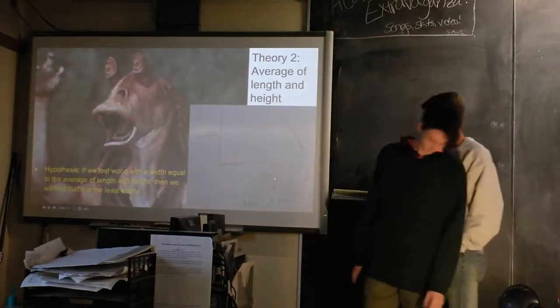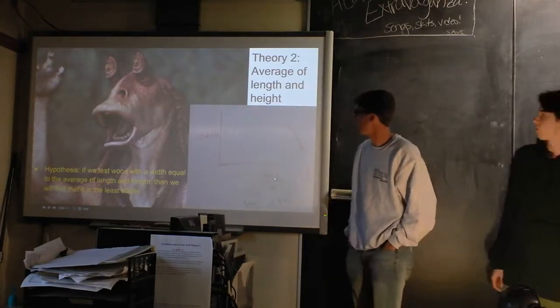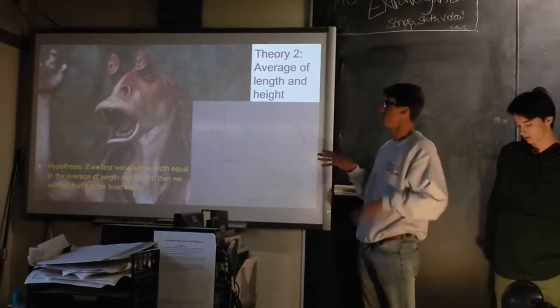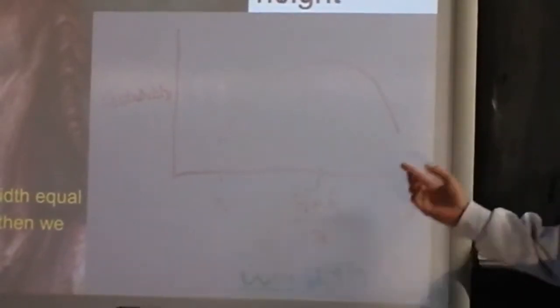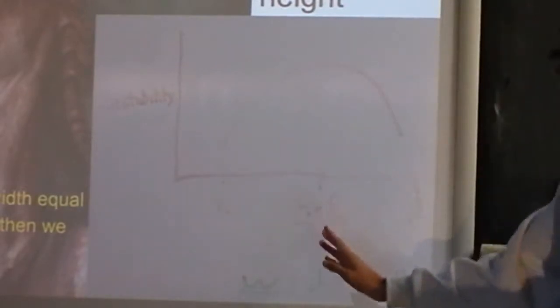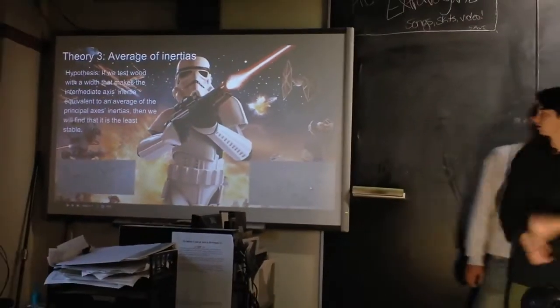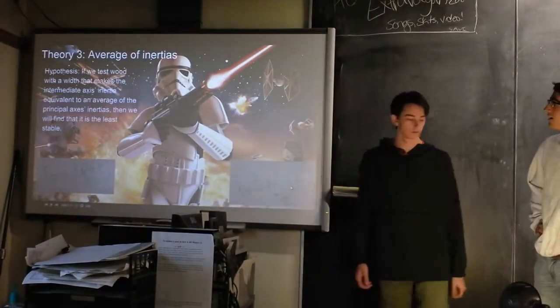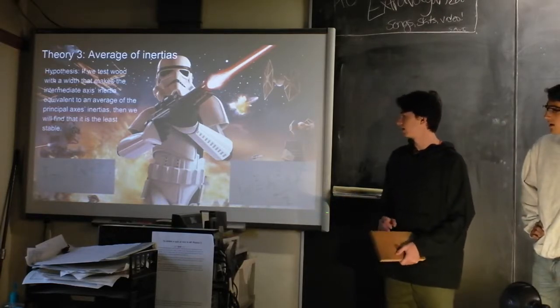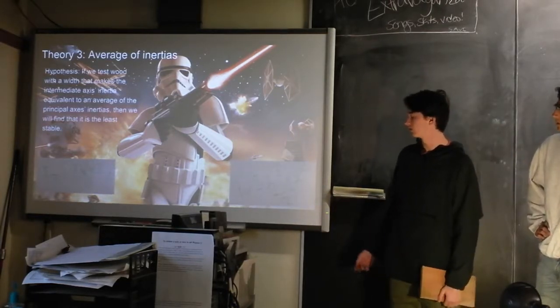Alright, and then our other theory was that the least stable flip would occur when the ratio was an average of the length and height. And here's a little graph to show you what we visualize that would look like. A nice little curve, H plus L over 2 right at the peak. And then we thought it would be when the inertia is the average of the other two moments of inertia. And then we solve for width.